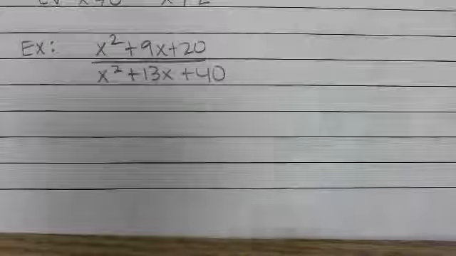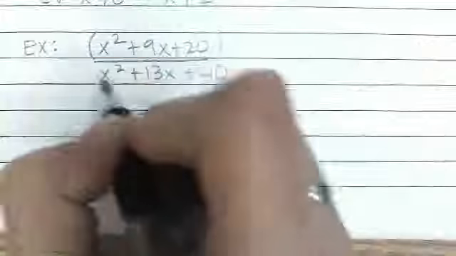Okay, and then last one, this is the one that's especially the Math 3 level of what we're going to be doing this unit. So this one is x squared plus 9x plus 20 over x squared plus 13x plus 40. And this is where you have to be careful. Since there are plus signs in between these, this is considered to be one group or one factor, and the bottom is considered to be one factor.